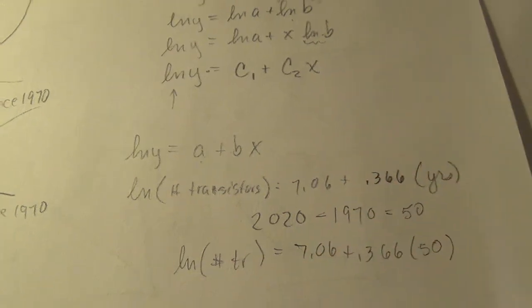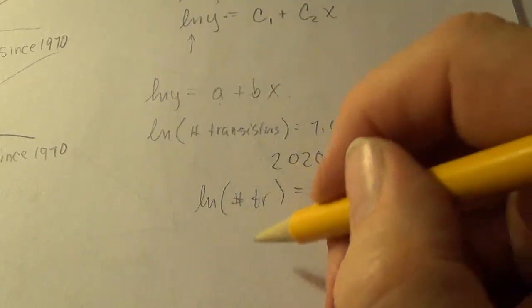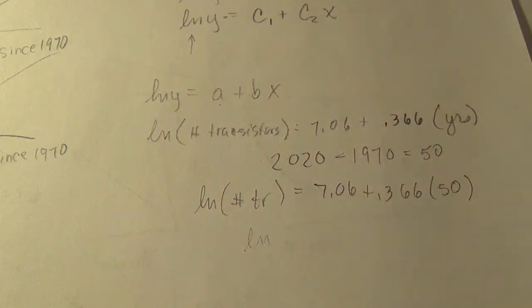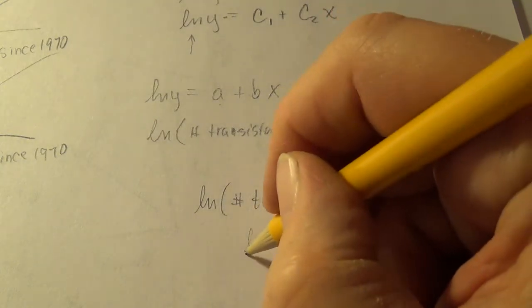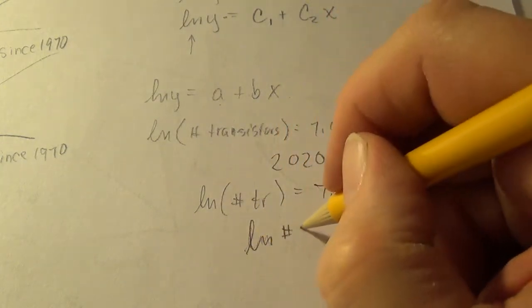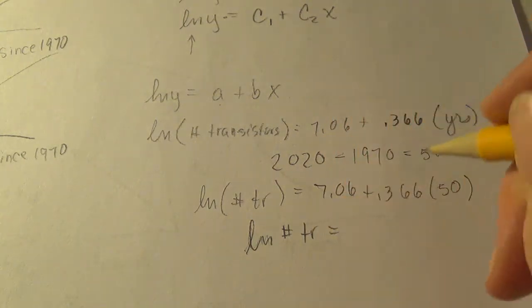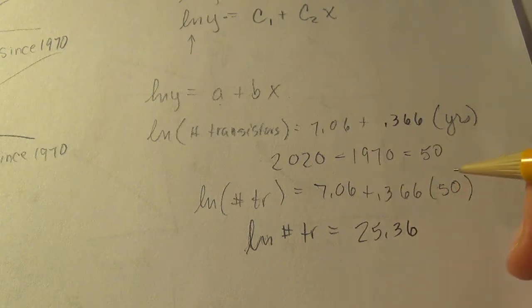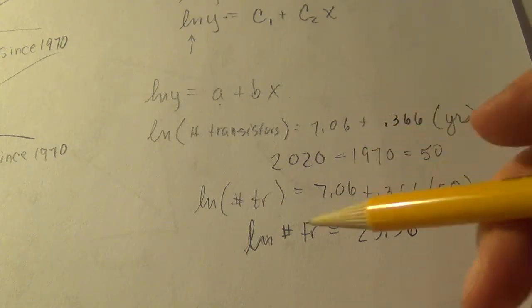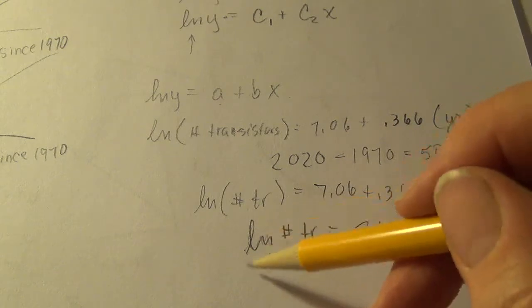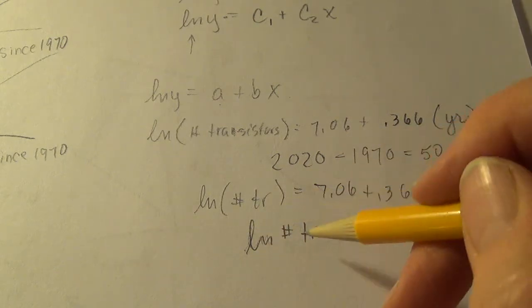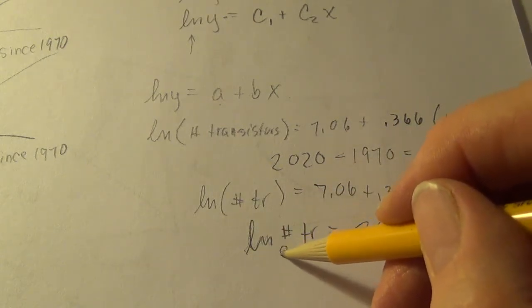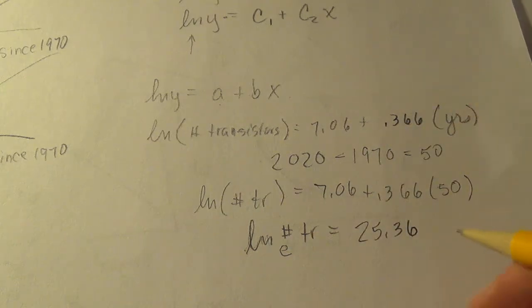Then I calculate on the right. I get ln number of transistors equals 25.36 when I use the full decimals. Alright, so now you have to remember how to peel off this ln. So this is base e, and remember how logarithms work?